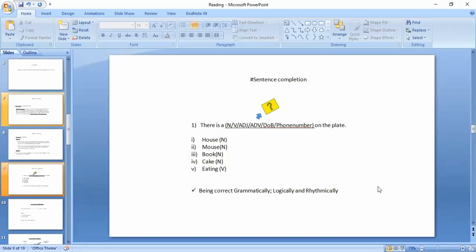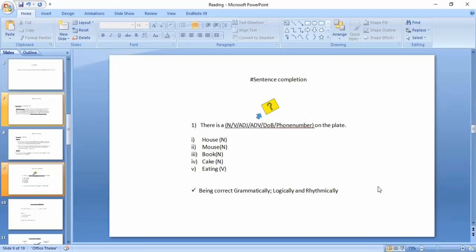And in the options, we can see that except eating, all other words are what? Nouns. Now, going grammatically, we can see that the last option, the fifth option, eating, is a verb, and clearly it is not an answer. So being grammatically right, we can say that option five, eating, cannot be your correct answer. That leaves us with the options from 1 to 4 grammatically.